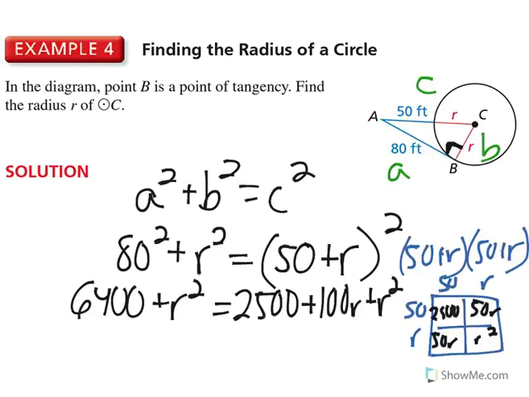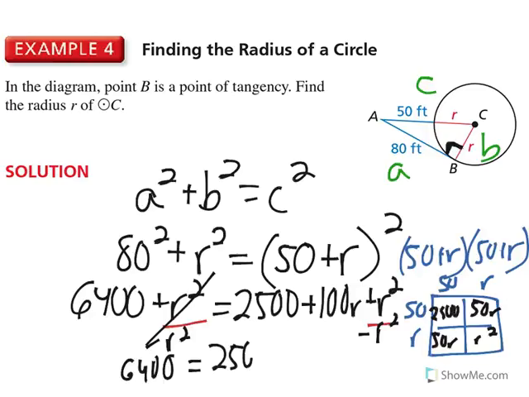And so if I keep solving, notice I have two R squared, so I'm going to try to combine them. I'm going to subtract R squared from this side and subtract R squared here, and it goes away. So I get 6,400 on this side, and on this side I still have 2,500 plus 100R. The R squared minus R squared canceled out, so they actually canceled on both sides. And now I can continue to solve. I would subtract my 2,500 from both sides.